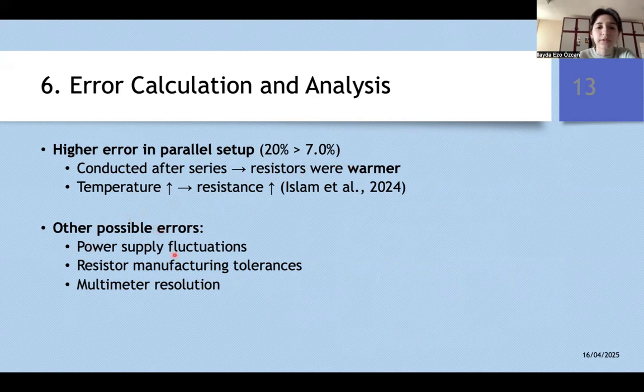Other possible errors are power supply fluctuations, resistor manufacturer tolerances, and multimeter resolution. To solve these errors, we can just get a better power supply, get a better resistor which has a lower tolerance of resistance ranges, and also a better multimeter resolution to get a more precise result.